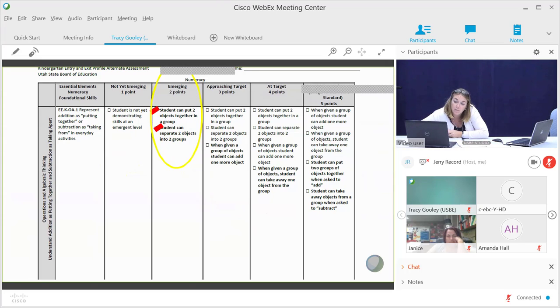So looking at operations and algebraic thinking here, the student can put two objects together, they can separate two objects, but when given a group of objects, they couldn't add one more. So that would put them at the emerging skill sets.